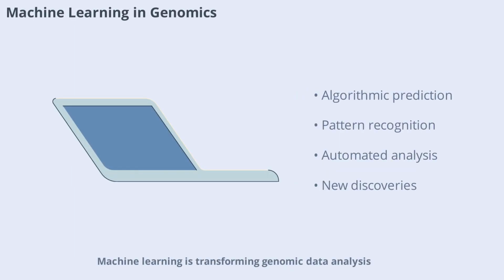Machine learning is transforming genomic data analysis. Algorithms can classify samples, predict disease risk, and uncover hidden patterns in massive datasets. By training models on genomic data, scientists can make accurate predictions and automate complex analyses. Machine learning is paving the way for new discoveries in genomics.